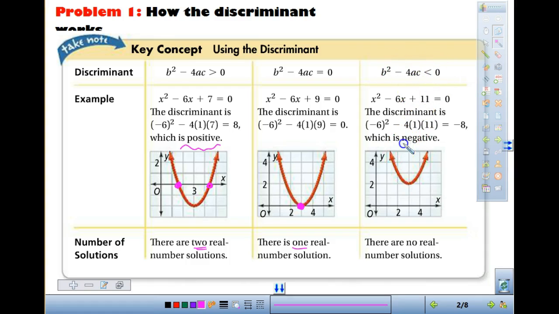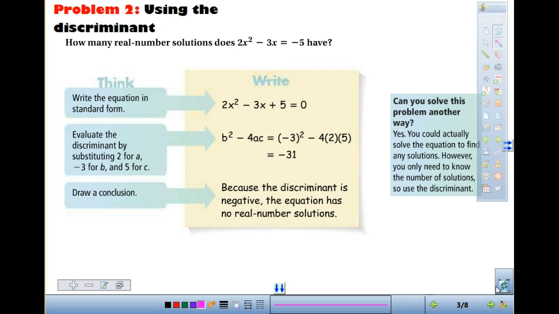If it happens to be negative, and you plug in your b squared, negative 6 squared, so 36 minus 4 times 11 gives us a negative 8. That just means that your parabola is never intersecting the x-axis. And it wouldn't matter if it's above like this or if you actually had a parabola that was below. Either way, it's just telling us that the vertex never crosses that x-axis. So that's the key thing with the discriminant.